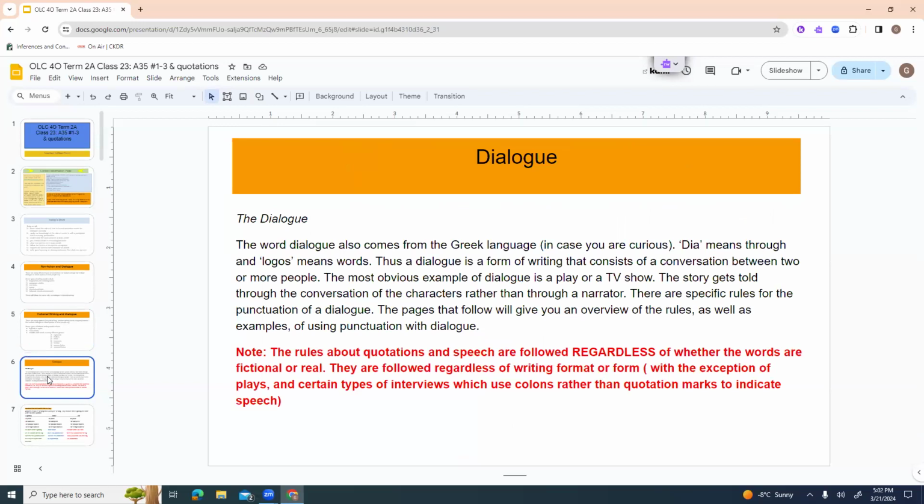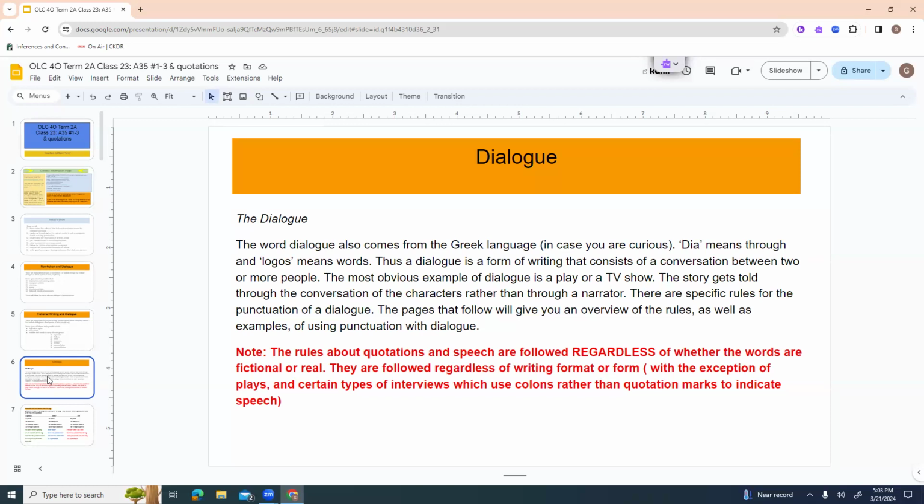So the word dialogue comes from the Greek language, in case you're curious. Dia means through and logos means words. So a dialogue is a form of writing that consists of a conversation between two or more people. The most obvious example of dialogue is a play or a TV show, when the story gets told through the conversation of the characters rather than a narrator. There are specific rules for the punctuation of a dialogue, and the pages that follow will give you an overview of the rules, as well as examples of using punctuation with dialogue.